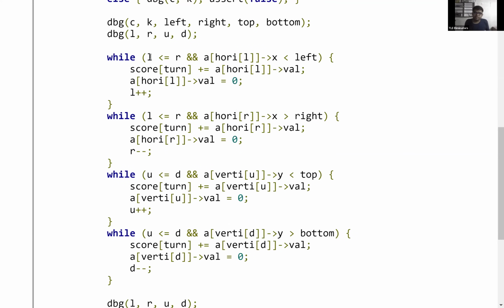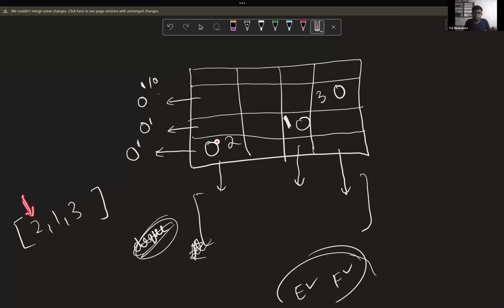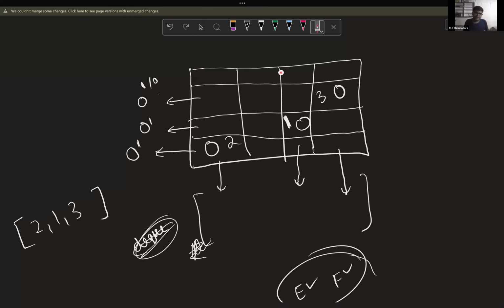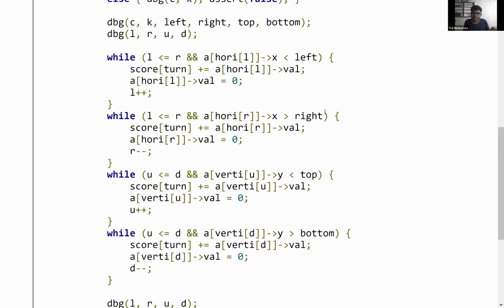It says that as long as left is less than or equal to right, that is, the leftmost pointer to an element which has not been removed and the rightmost pointer, the left should be less than or equal to right. Obviously, it makes sense. And hori at l gives basically the x coordinate of this point. So this thing is referring to this point, and its x coordinate is greater than right.